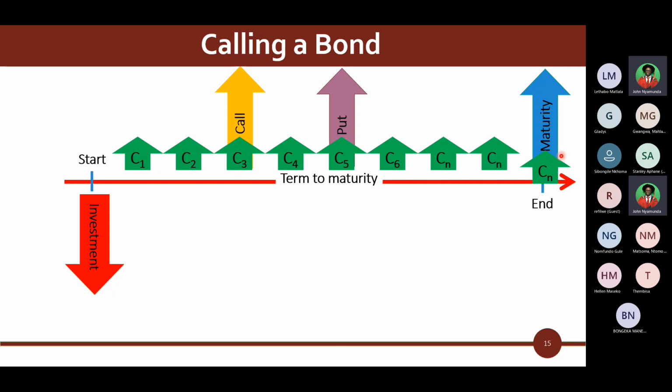A similar concept is called putting a bond. With putting a bond, the investor can decide to get their money back or convert the bond into shares. I'm going to have load shedding in the next 5 minutes, but I made a different plan. So calling gives the right to the issuer to pay you back before maturity. That's calling a bond. Putting a bond, I'm not going to belabor that point.